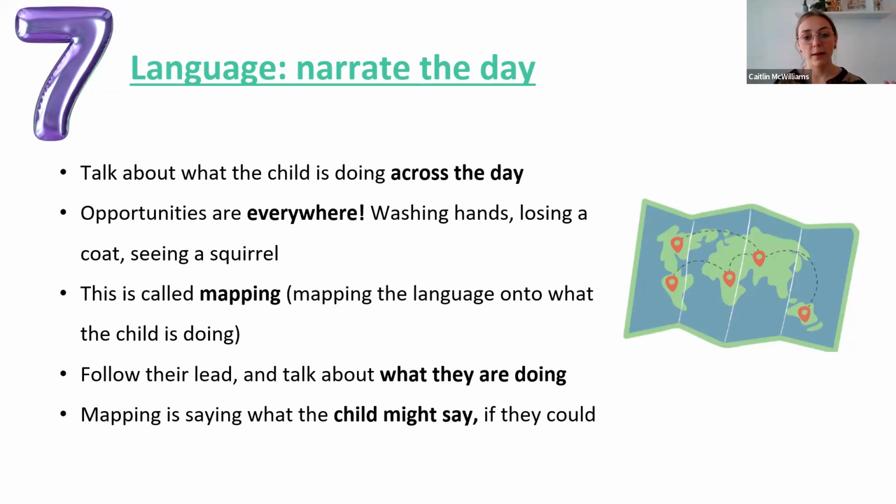So this is when we map the language onto what the child is doing. And what's really important for this strategy is that we're doing it in the here and now. So we're not talking about what happened yesterday or what's going to happen tomorrow. We're talking about what the child is doing there. So that mapping is happening at that time, and they're hearing those words that relate to what they're doing in that moment. And of course, it's going to be more motivational and more relevant to that child if it's something that they're enjoying. So if you can follow their lead and do this with their interests, then that's probably going to go in a little bit more. And we might say that mapping is saying what the child might be saying if they could.